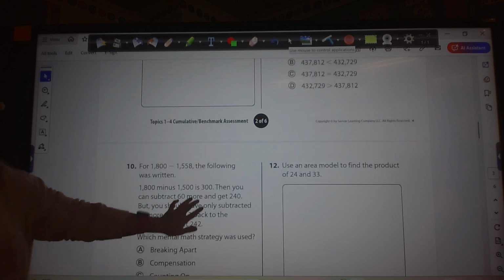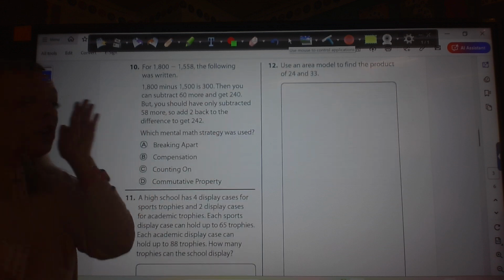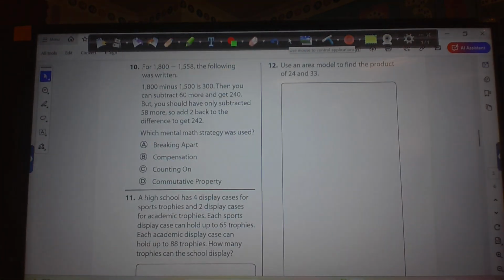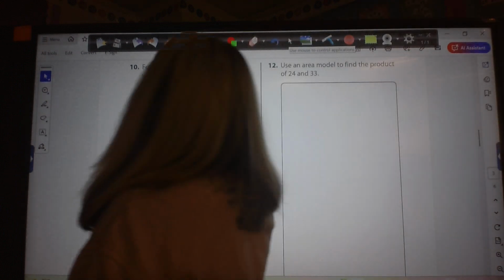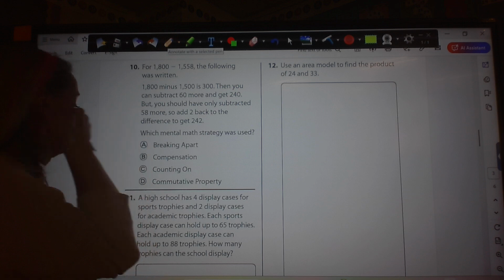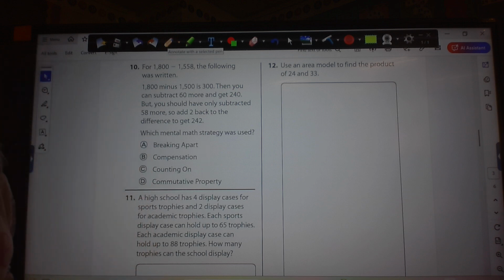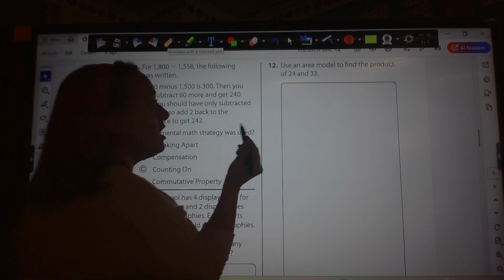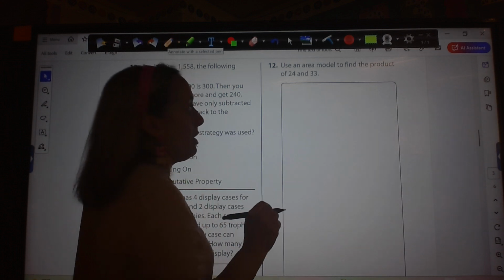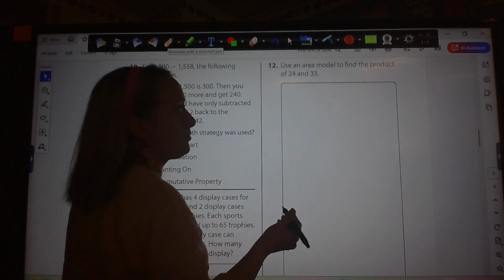Okay, area models to find the product. Guys, some of us are still struggling with this. Yes, this is the area model, guys. It's just the box method. That's all it is. Christian, tell me what I should write up here. What should I draw, write? What should I do?